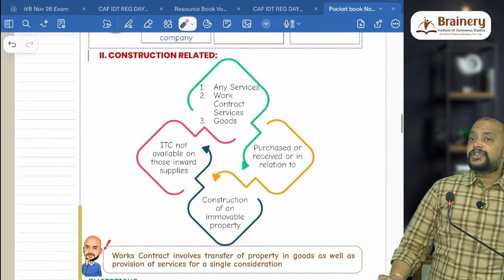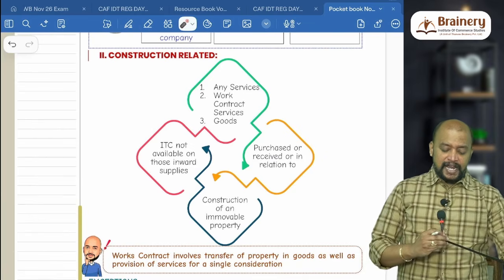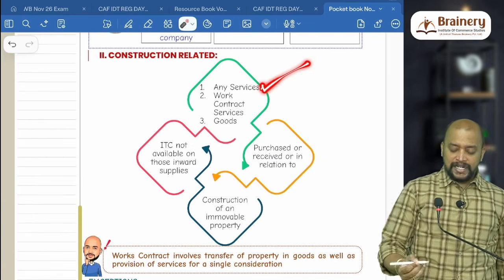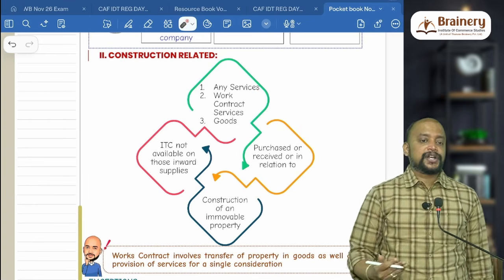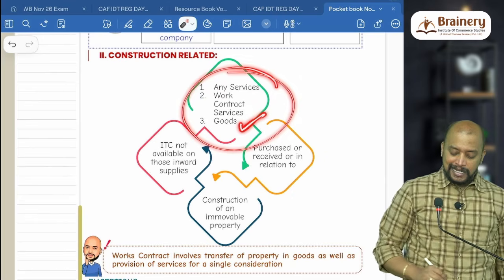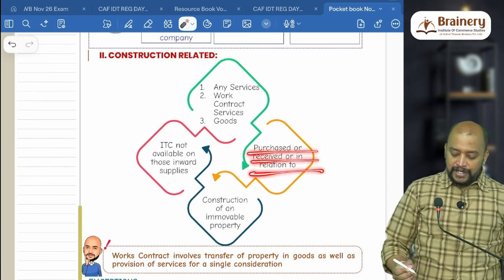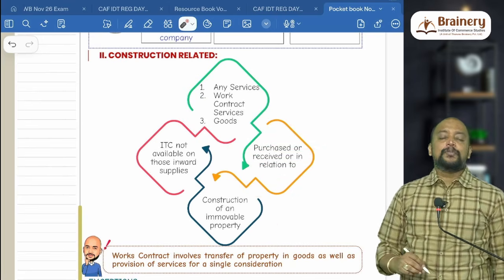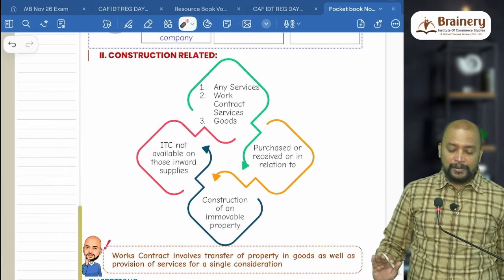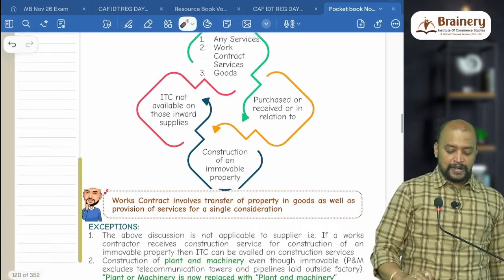Then construction related blocked credit. We have 3 inward supplies which are blocked ITC: any services related to the construction, works contract service, or goods. These 3 are purchased or received in relation to construction of an immovable property. Is ITC available or not available? ITC is not available. However, we have 3 exceptions.